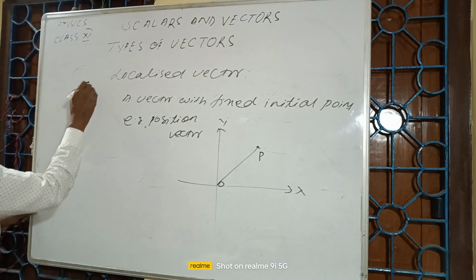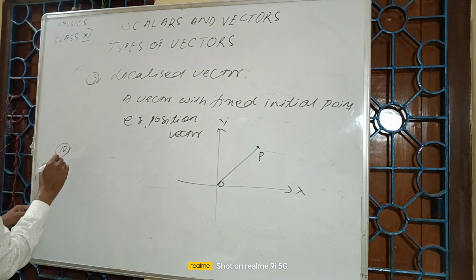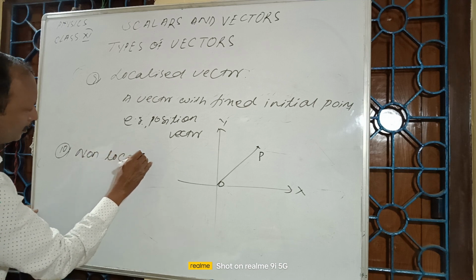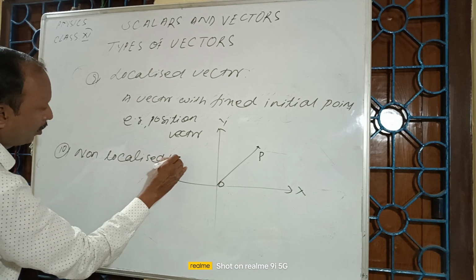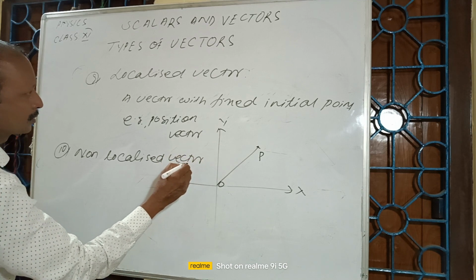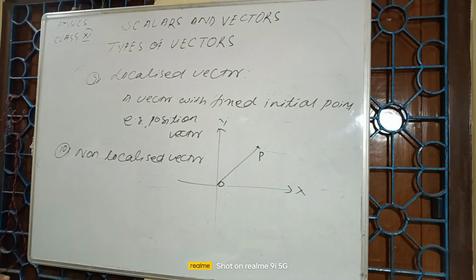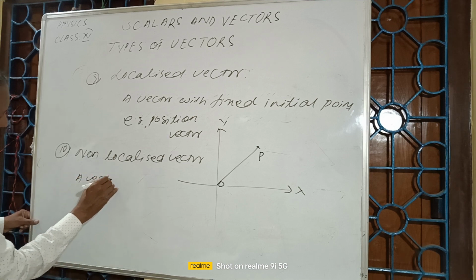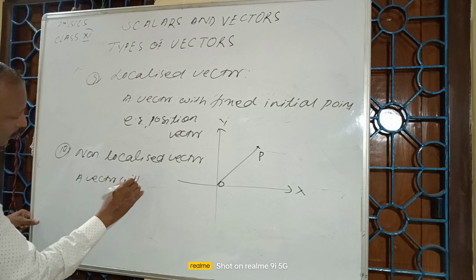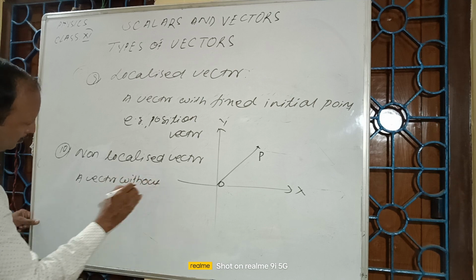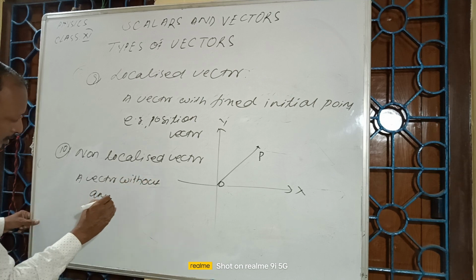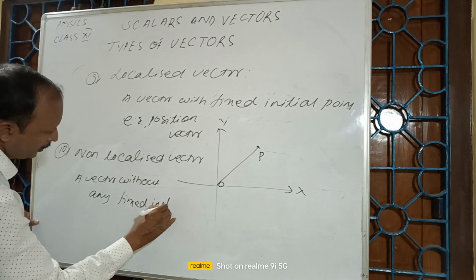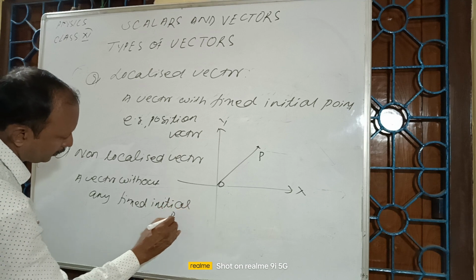Okay, this is the ninth one. The tenth one is the non-localized vectors. That means a vector without any fixed initial point.